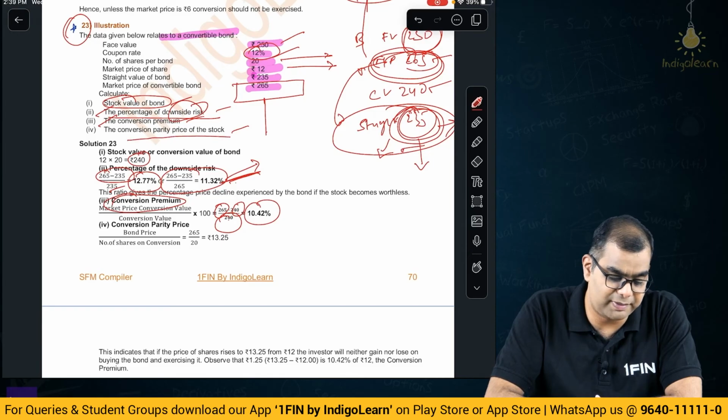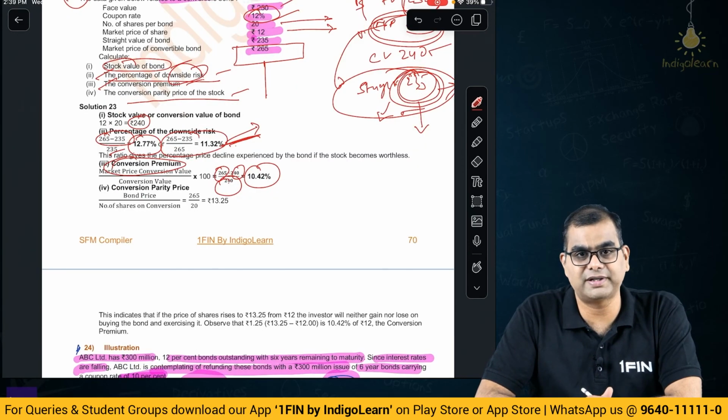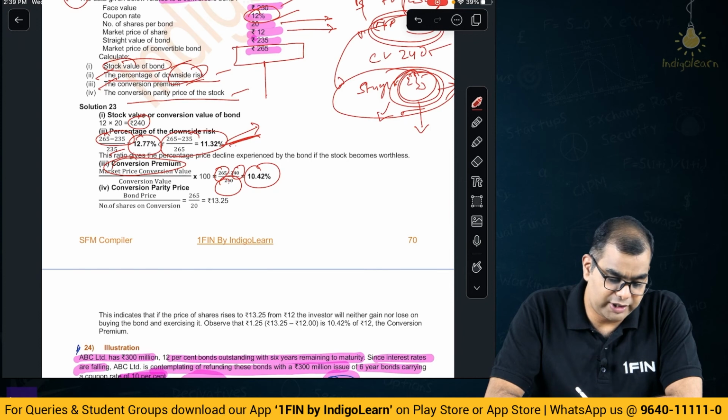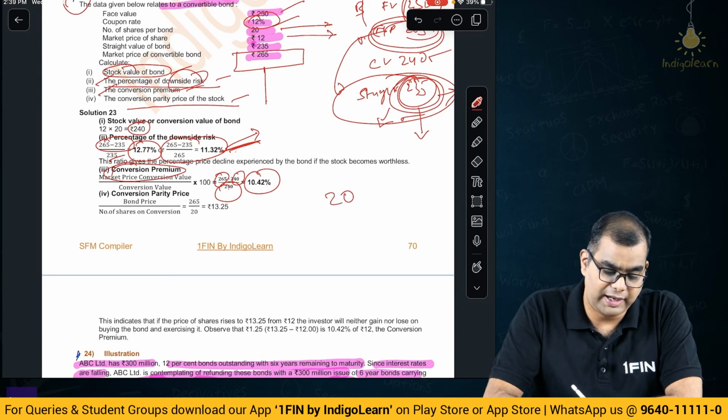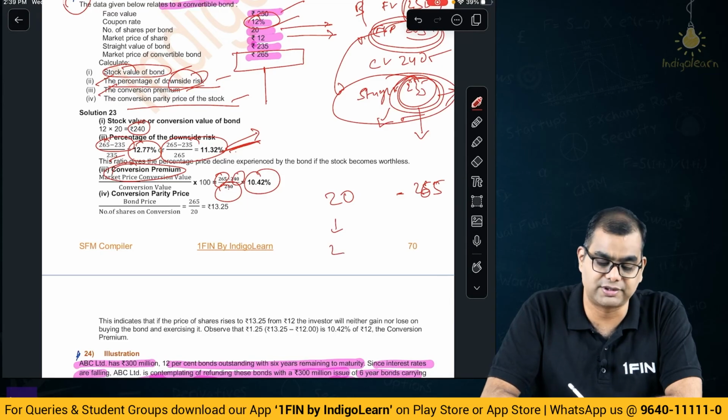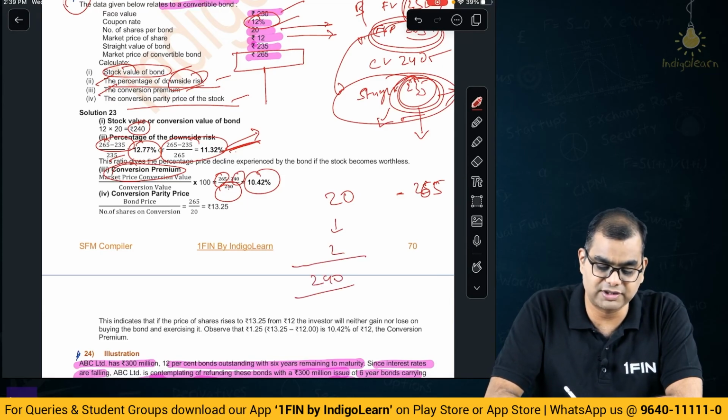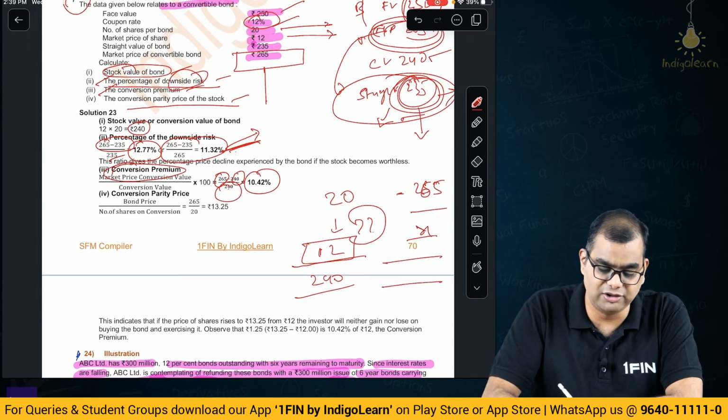Next, what is the conversion parity price of the stock? Conversion parity price of the stock means you are going to get how many shares? 20 shares. And currently, the market price of the bond is 265. Each of these 20 shares is trading at 12 rupees. So, this is why you are getting 240 versus 265. Now, how much should this share price change from 12 to where, such that you multiply that by 20, calling it X, and you get a value of 265? You multiply 20 into X and get 265. So what? Divide 265 by 20.